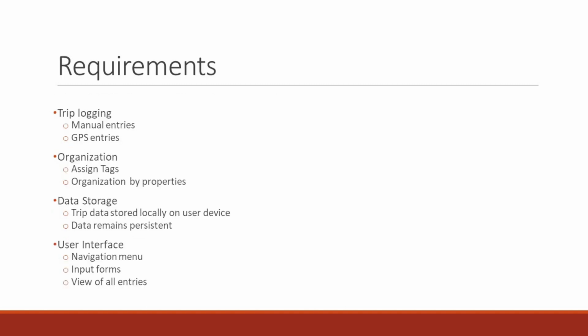The first step we took into the SDLC approach was finding our requirements. We found 4 requirement categories, being trip logging, organization, data storage, and user interface. After finding the categories, we found the functional requirements for each. Trip logging has 2 functional requirements.